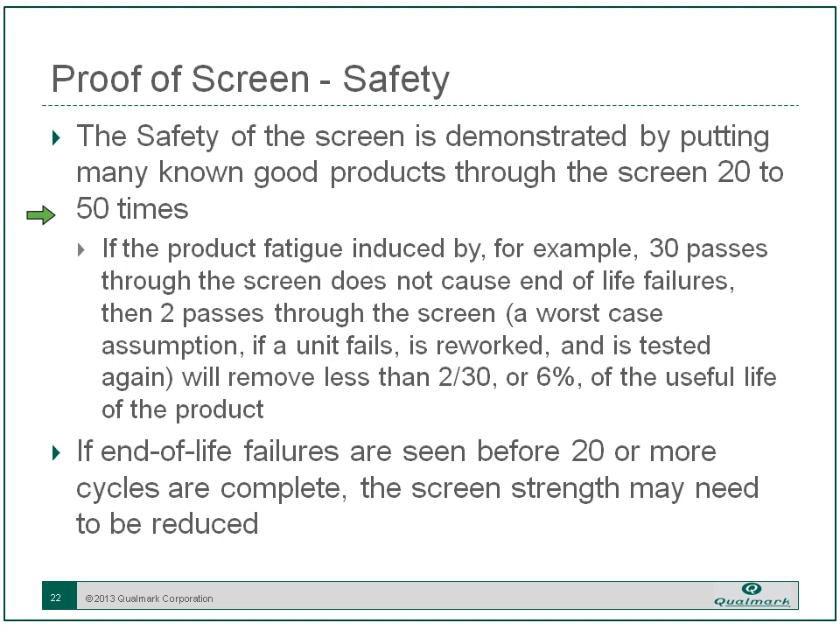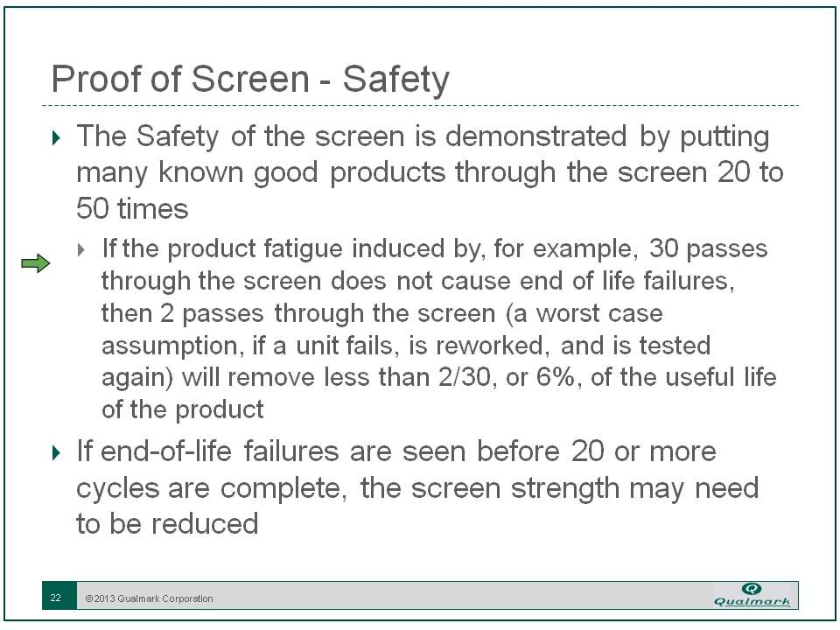And one of the things I don't really get into here, I believe, is how many units to use for this safety portion of the proof of screen. I usually think in terms of a chamber full, or at least 10, ideally up to 20 being used for safety, and running it through the screen 20 to 50 times.